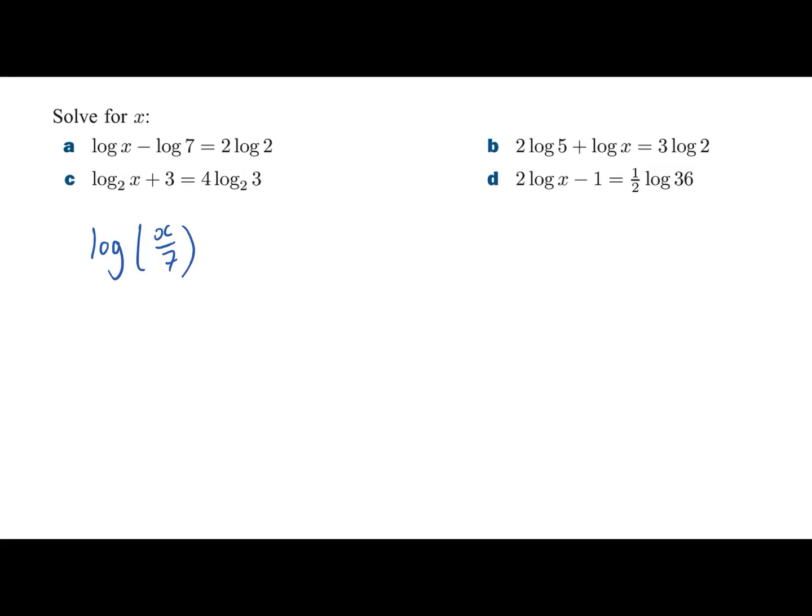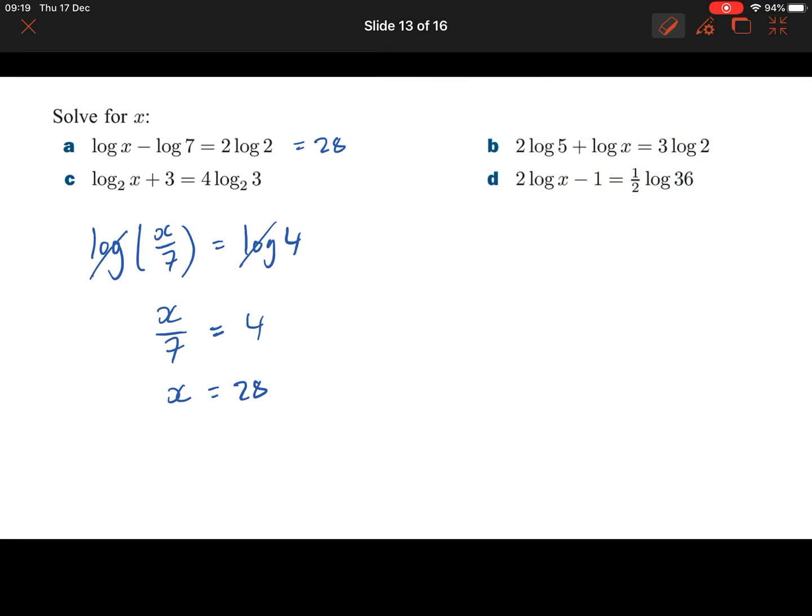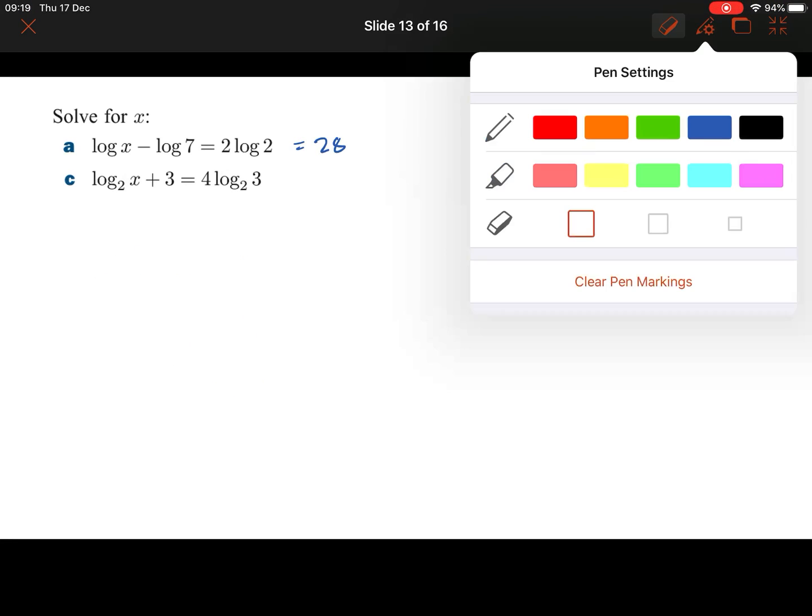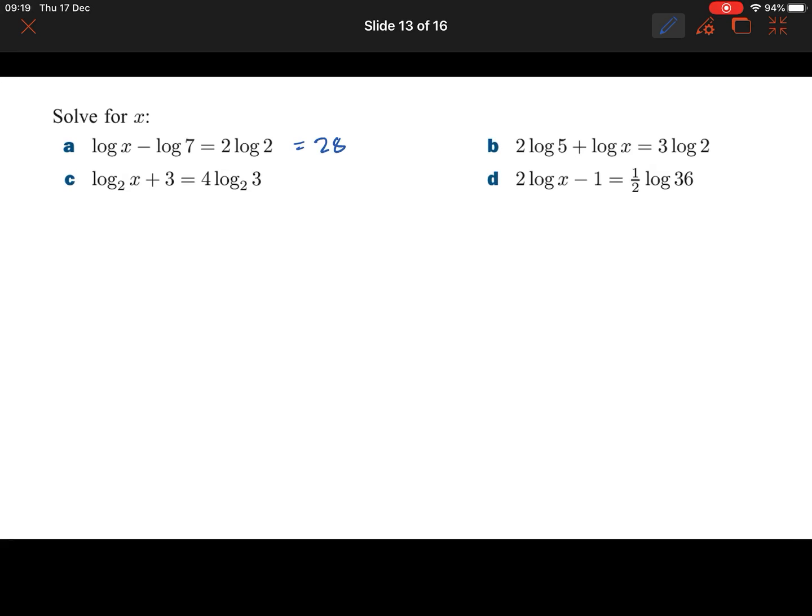Okay, so here we've got to find out the value of x. Here's what we do. We're going to say log base of x over 7, that's used rule 2 there on the left hand side, is equal to log 4, I've used rule 4 on the right hand side. Now I can cancel off the logs because the base is the same. So x over 7 equals 4, so x equals 28.